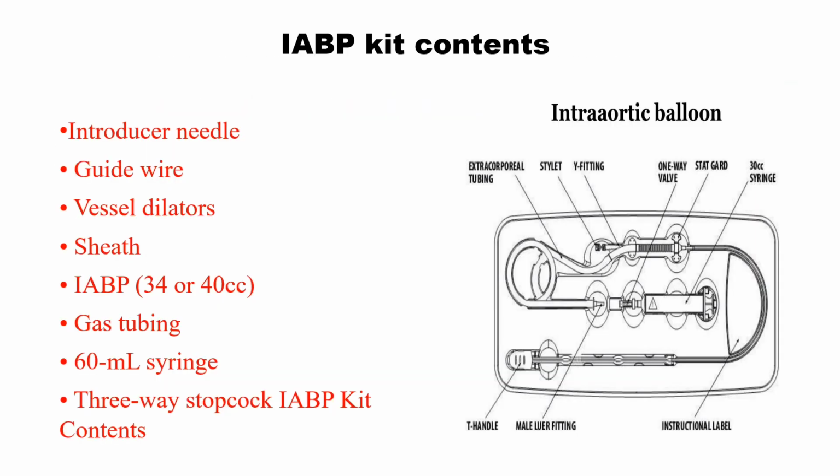Next we'll see the IABP kit contents. First is the introducer needle, guide wire, vessel dilators, sheath, IABP balloon of 34 or 40 cc, gas tubing, 60 ml syringe, and 3-way stopcock, which are the IABP kit contents. So this is all used for IABP monitoring.